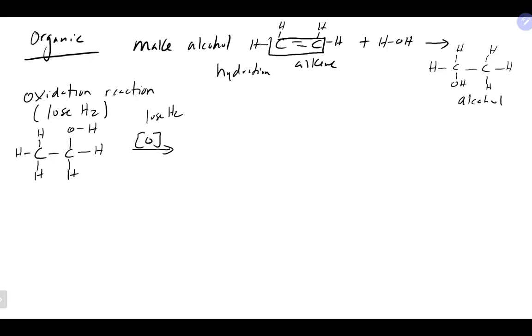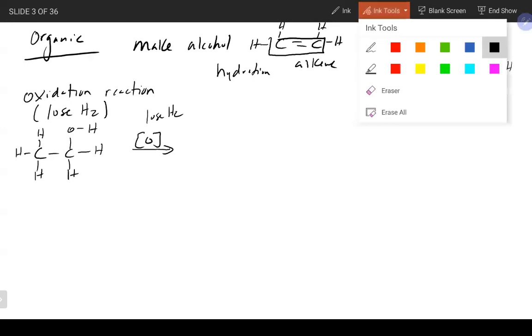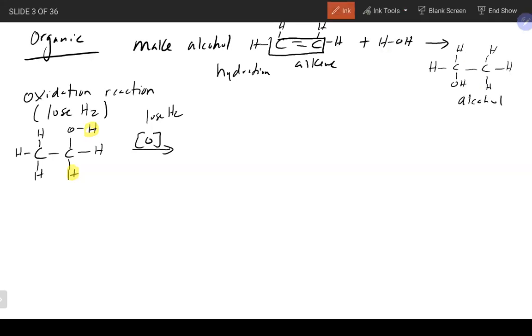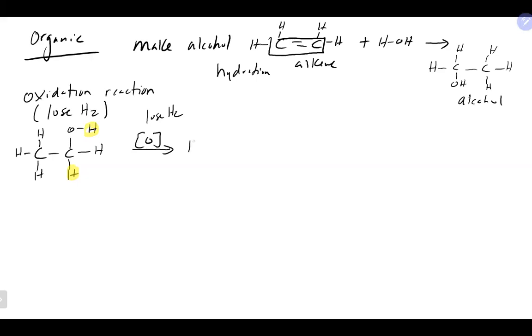And where the H2 comes from is always the same in the alcohol oxidation. It is always the H that's attached to the OH group, and it's always the H that is attached to the carbon that's attached to the OH group. So those are the 2 hydrogens that will come off. And when those come off, we do get H2.